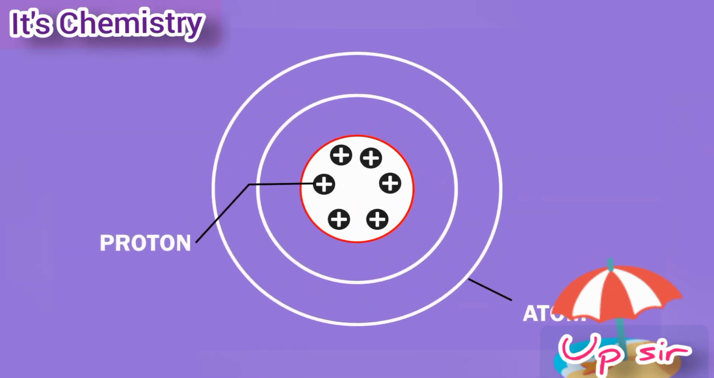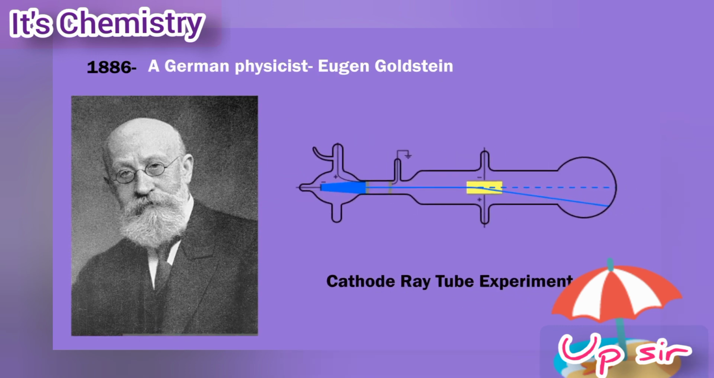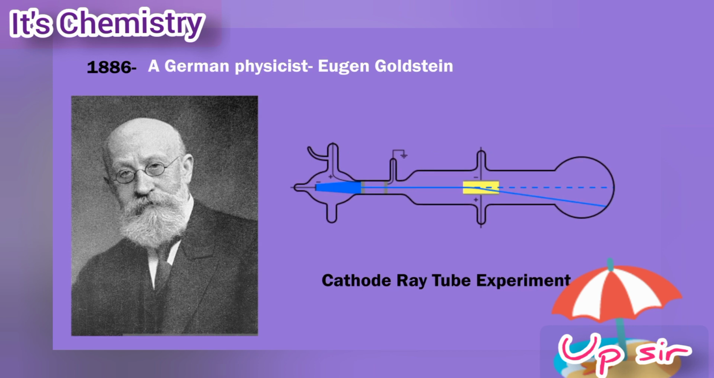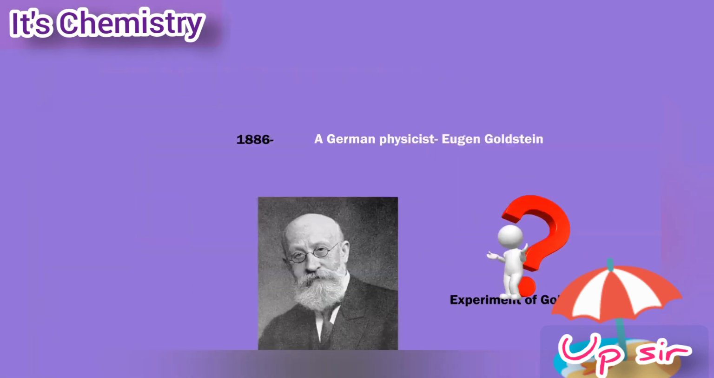Signs of existence of proton in an atom were observed way before the discovery of electrons. In the year 1886, a German physicist, Eugen Goldstein, performed an experiment similar to the cathode ray tube experiment. Let's learn about this experiment of Goldstein.